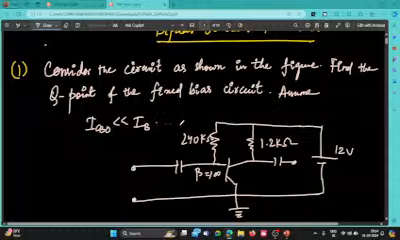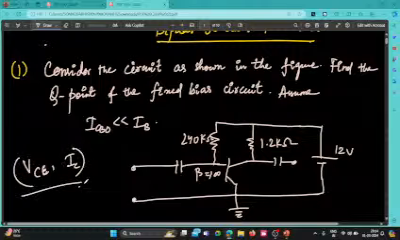First of all, what is Q point? Q point means you have to find VCE and IC. This is your Q point. You have to find it. Okay, please try. Let's try this question.